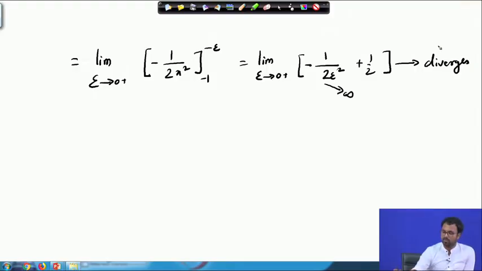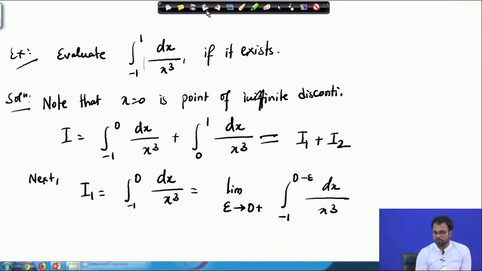Since we are writing the two subintegrals, if both of them are convergent, then the whole thing is convergent. But if any one of them is divergent and the other one is convergent, then the whole thing will again be divergent. And if both of them are divergent, then the whole thing will again be divergent. So here our I1 is divergent.